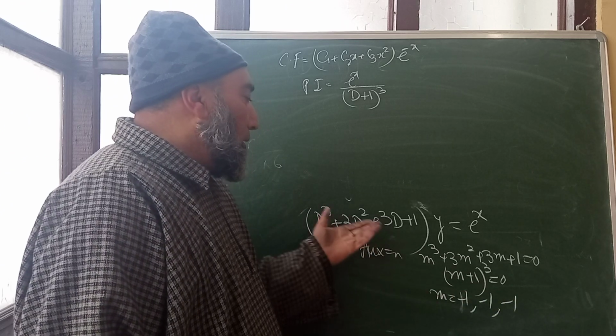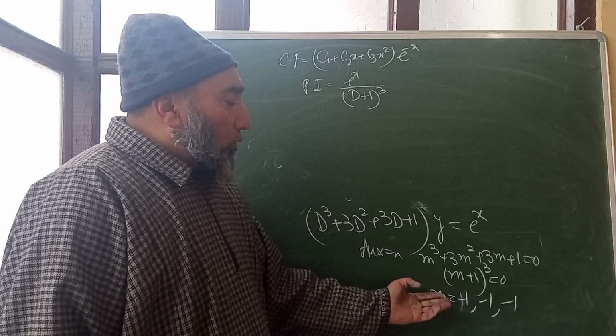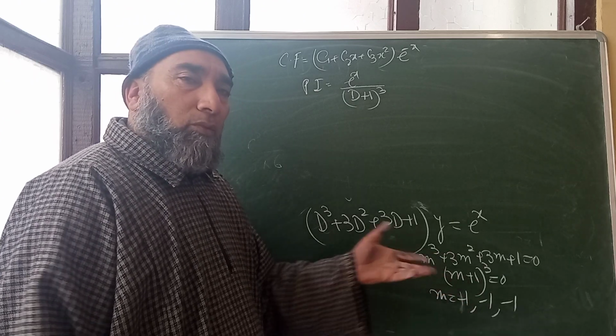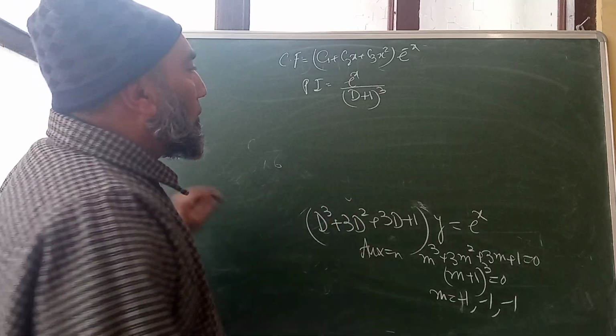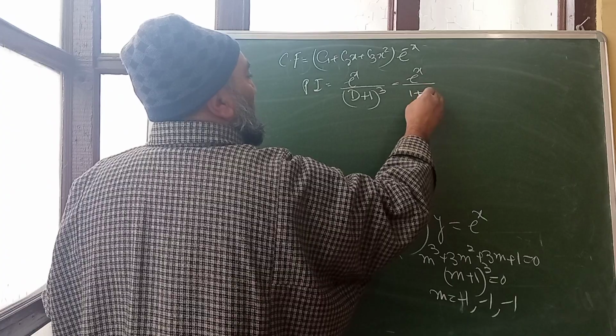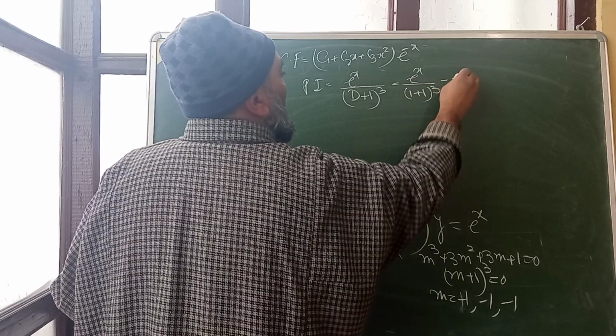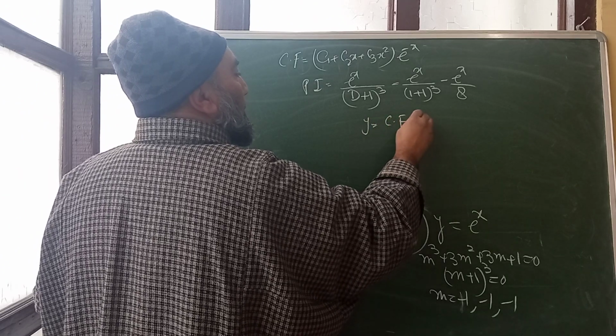What you have done actually, you have replaced D by m. So m is as good as D. So D is minus 1, D is minus 1, D is minus 1. So you have three factors, D plus 1, D plus 1, D plus 1. This will be (D plus 1) whole cube. So what is the solution? e to the power x over (1 plus 1) whole cube, so it is e to the power x upon 8. So the general solution is CF plus PI.